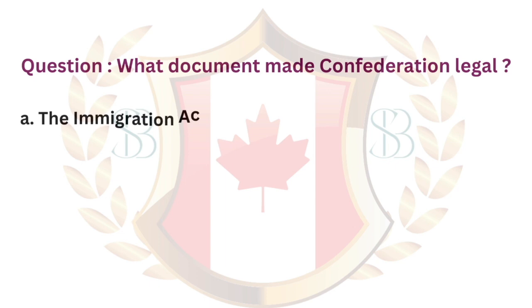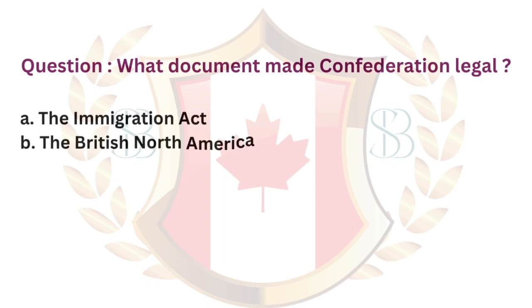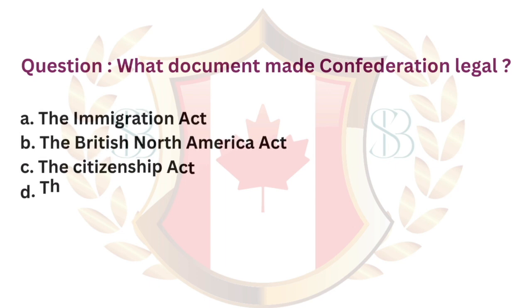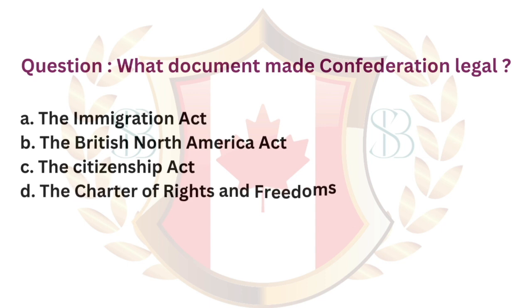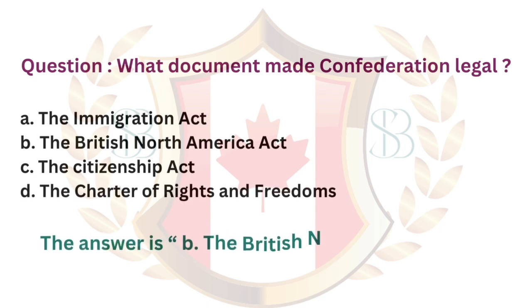Question. What document made Confederation legal? A. The Immigration Act. B. The British North America Act. C. The Citizenship Act. D. The Charter of Rights and Freedoms. The answer is B. The British North America Act.